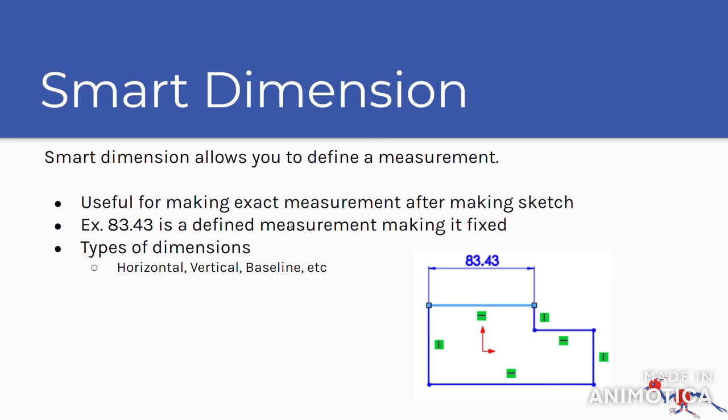So the next important thing with basic sketching is smart dimension. This tool is going to allow you to define your measurement. As you can see in this bottom right shape, I defined it as 83.43 units, whatever it is. It allows you to set the length of what you're making, so it doesn't change. There's a couple different types of dimensions: horizontal, vertical, and baseline. Most of the time you're just going to be using the regular smart dimension, and you'll see that with time after you practice. But it makes it a fixed measurement, and I'll go ahead and show you that in SolidWorks.